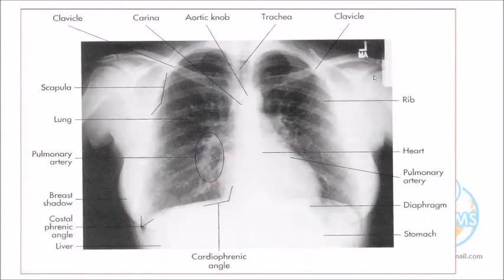Now the landmarks in radiology. What is the radiologic anatomy? This is the pulmonary artery, breast shadow. And if I start from here: liver, costophrenic angle, breast shadow, pulmonary artery, lungs, scapula, clavicle, carina, aortic knob or aortic knuckle, as you say, trachea, again the clavicle, the rib, heart, pulmonary artery. This is the diaphragm, the stomach. So in the course of the discussion, we will understand what the important issues are that we will look for.